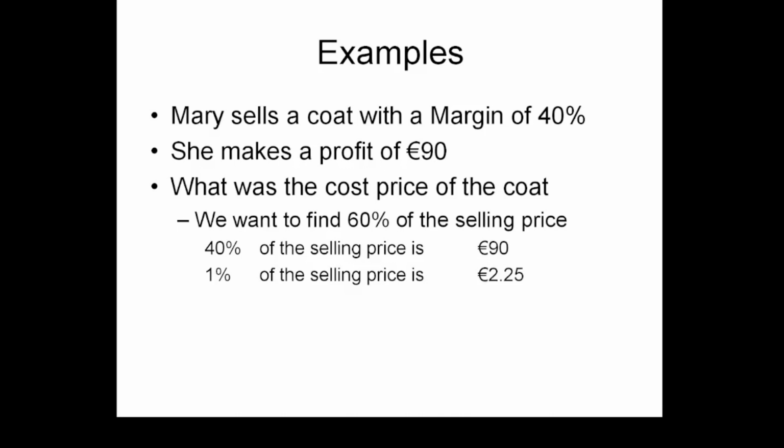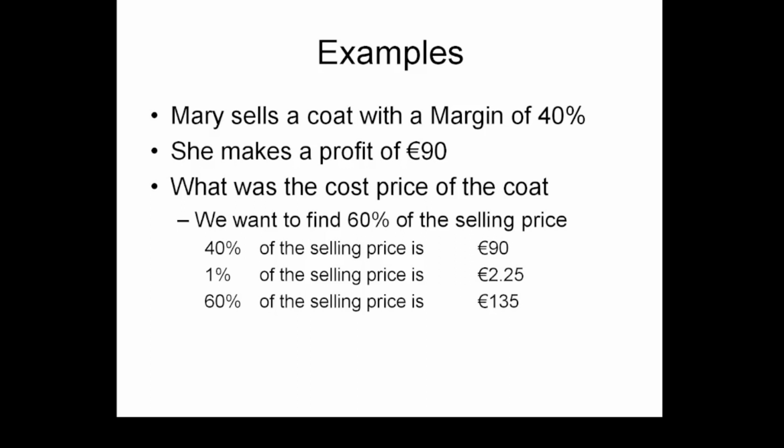So we find 1% of the selling price. We divide 90 by 40 to get €2.25. And we multiply that by 60 to get €135. And if we wanted to find the sales price, we could do that directly as well.